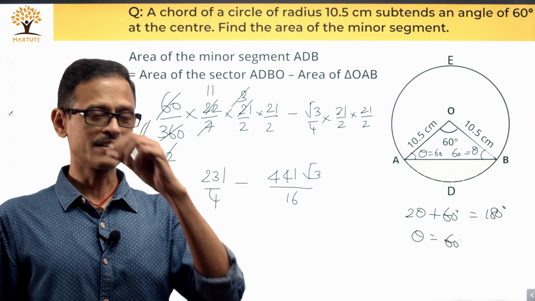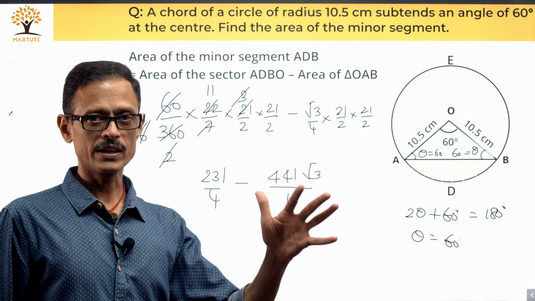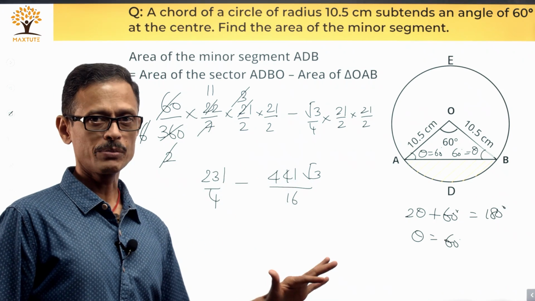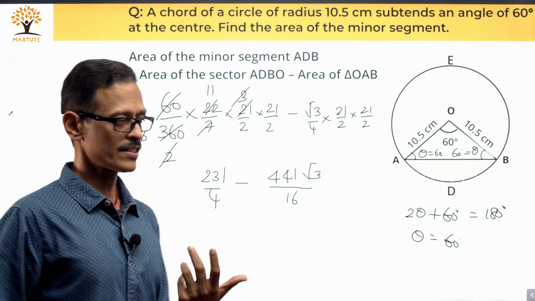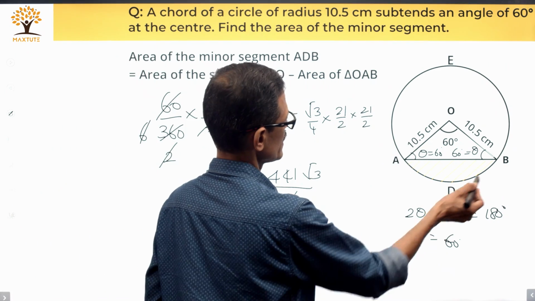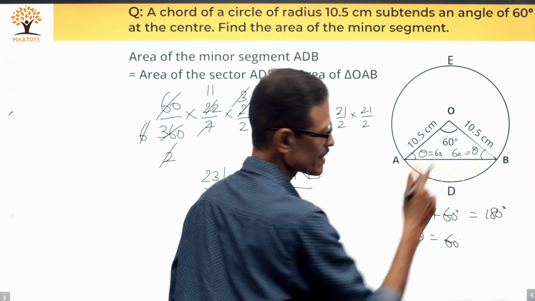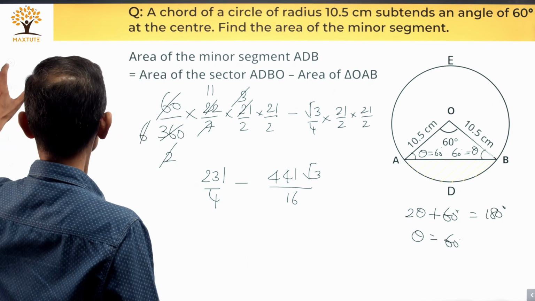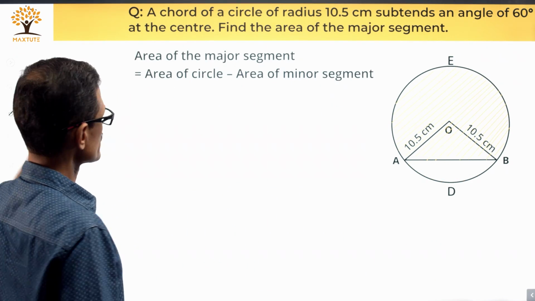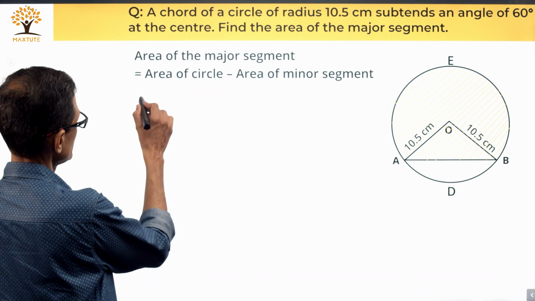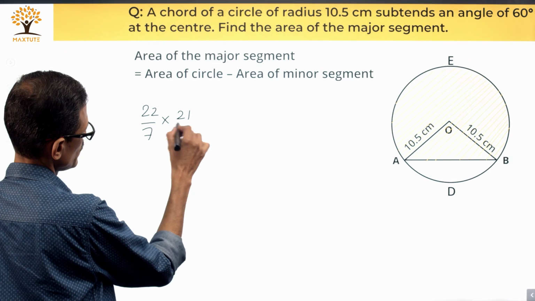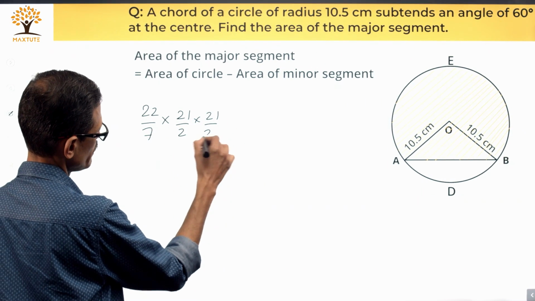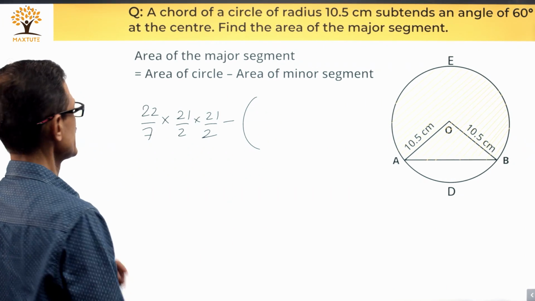If required, we can always substitute this root 3 as 1.73 or whatever is given and compute the answer. The method is known. Part 2, we need to find out the area of the major segment. The area of the major segment is nothing but the area of the circle minus the area of the minor segment. For the area of the circle, we know the radius is 10.5. So, the area of the circle is 22 divided by 7 times 21 by 2 times 21 by 2 to make calculations easy, minus the area of the minor segment.